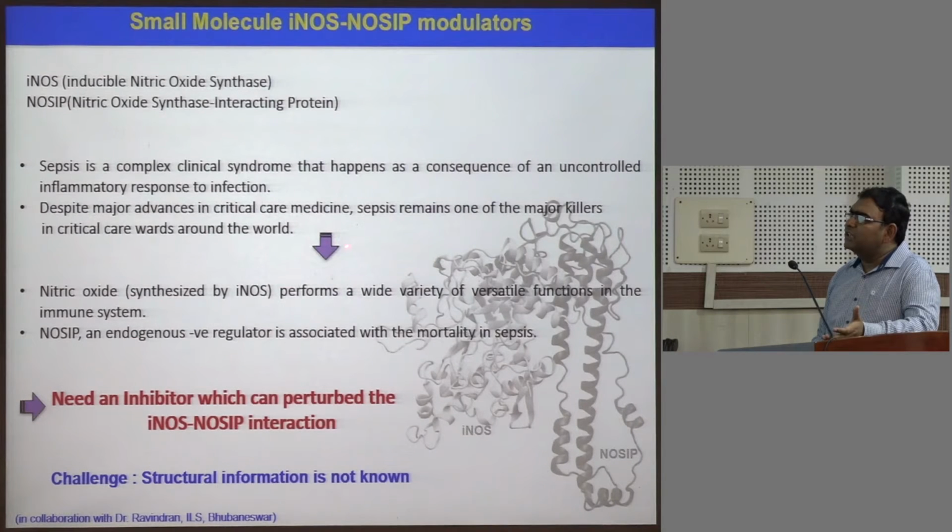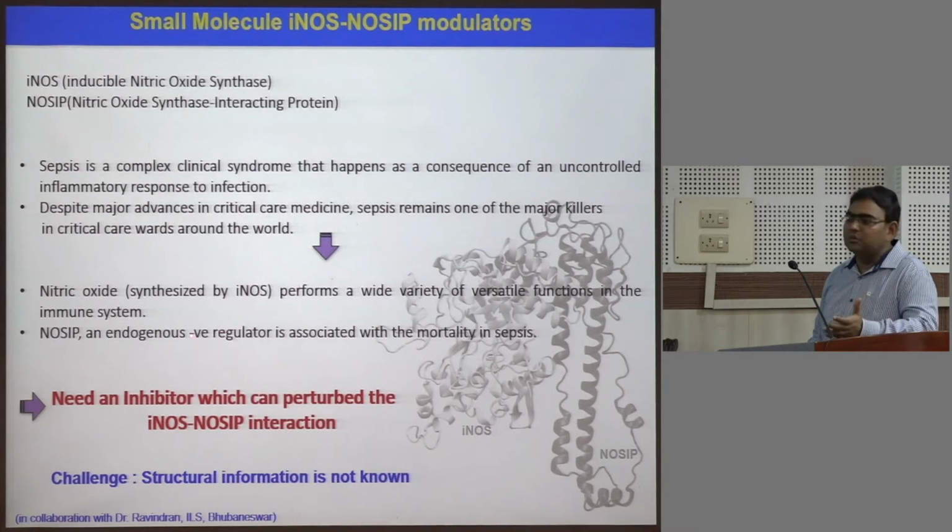So Dr. Ravindran and his team found a protein called NOSIP. NOSIP is a negative regulator associated with mortality in sepsis, and this NOSIP protein binds with INOS to block nitric oxide production. So when he came for the collaborative project, he told me to design something from the protein-protein interaction interface so that NOSIP is not able to bind with INOS. INOS gets free at the infectious stage so that it can generate more nitric oxide endogenously. So what is required is to keep this NOSIP away from INOS.